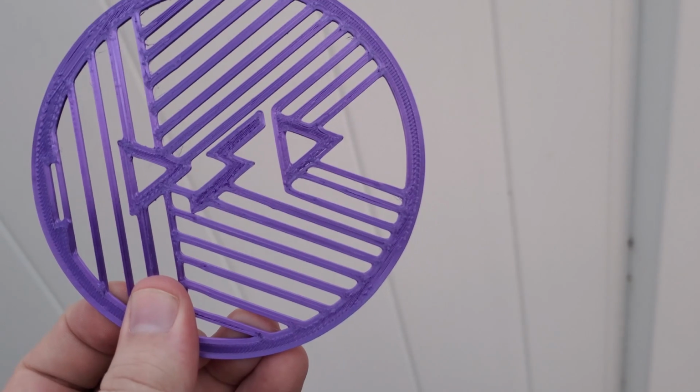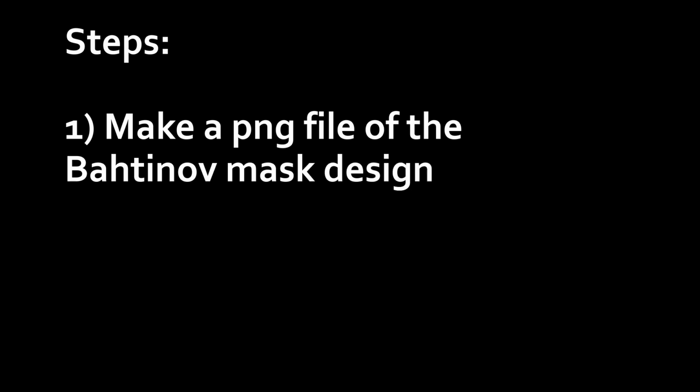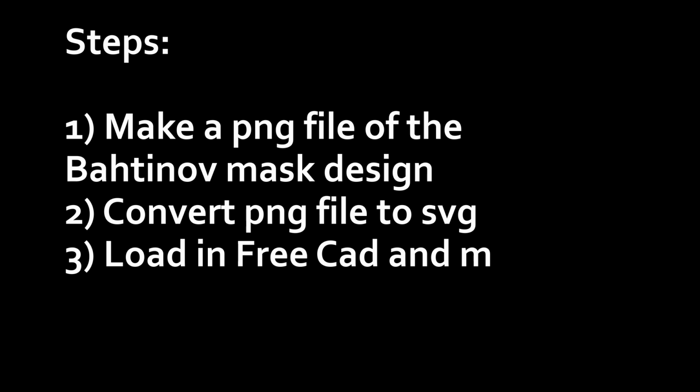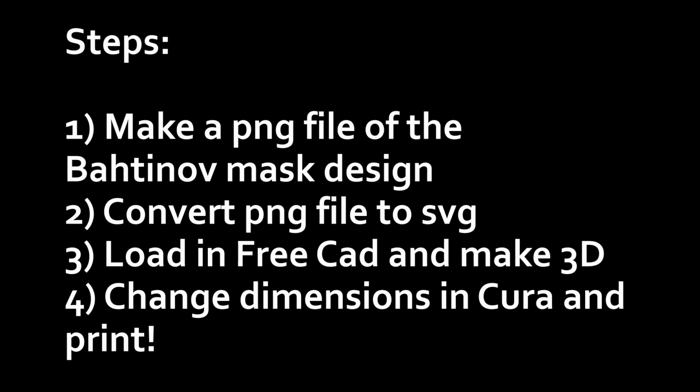So the steps are this. First, make a PNG file of the Bahtinov mask design. Second, convert the PNG file to an SVG file. Third, upload the SVG file to FreeCAD and extrude it to create the 3D model. Fourth, open it up in something like Cura and make the dimensions fit your scope. An optional step is to use a free piece of software called SpheroFront to check if your design actually works before you print it. Let's get into it.